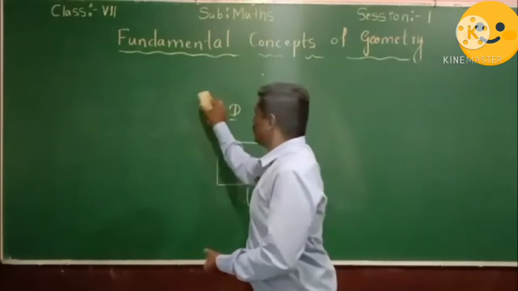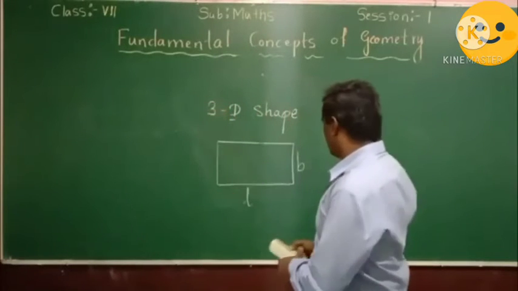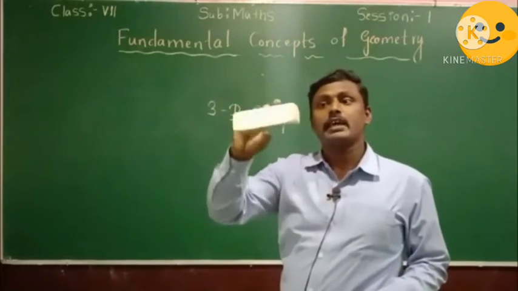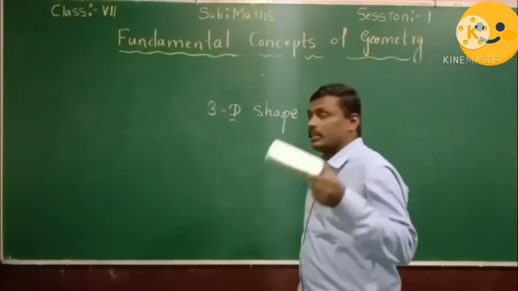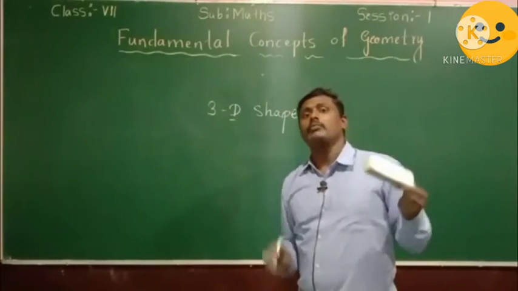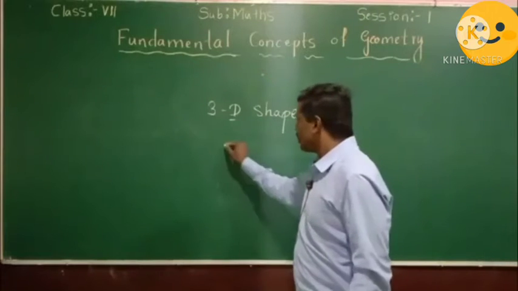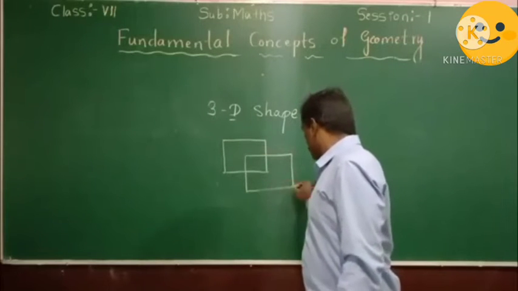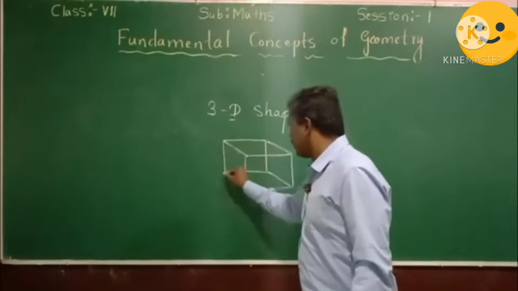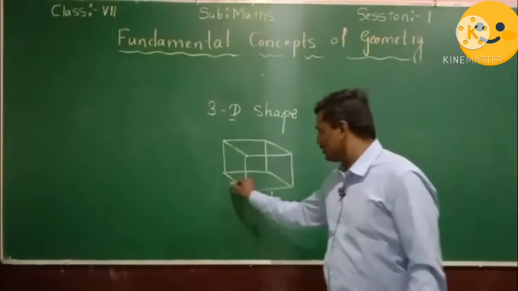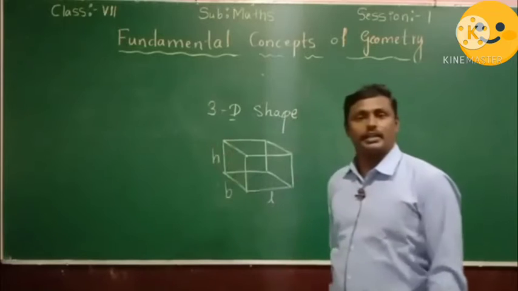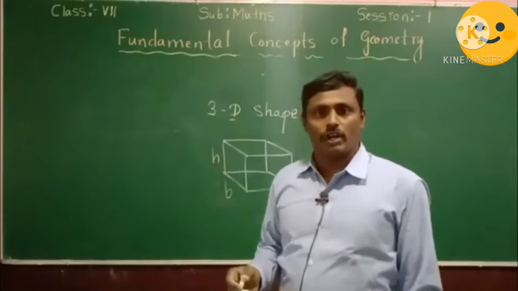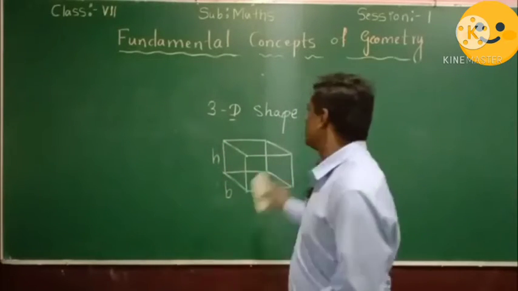Clear? Next one, 3D shapes. What does a 3D shape mean? You are observing this duster. This is an example of a 3D shape. Again, D means dimension. It has three dimensions. What are they? Length, breadth, and height. So this is a cuboidal shape. In that, this is length, this one is breadth, and this is height, right? So cube and cuboids are examples of 3D shapes. It has three dimensions.